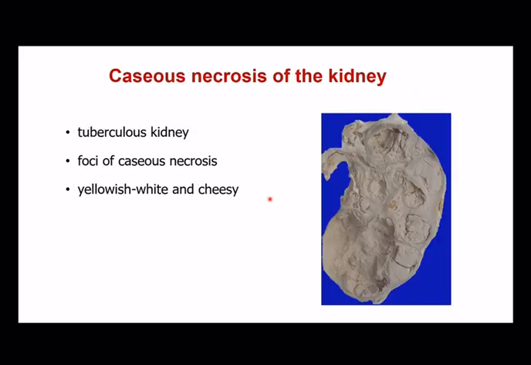This is a specimen of tuberculosis of the kidney. Look at the cut surface. The normal structure of the kidney is totally destroyed. Instead, we see lots of cysts, or say nodules, on the cut surface, filled with yellowish white and cheesy material in it. That is caseous necrosis.